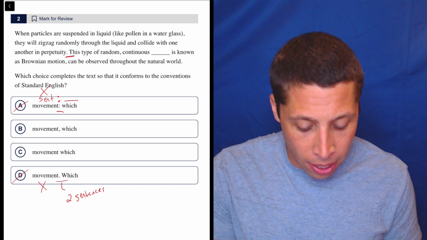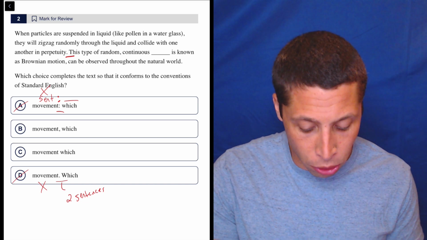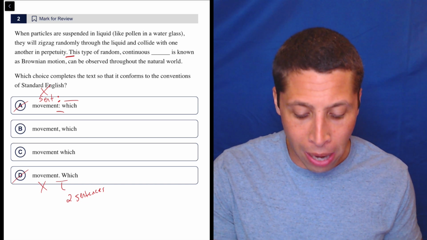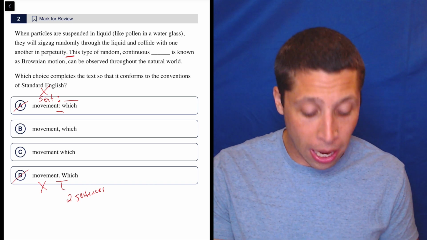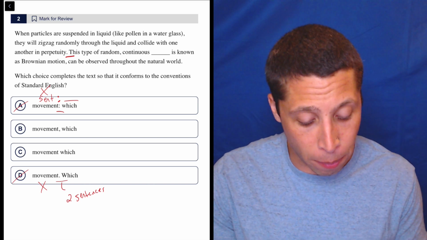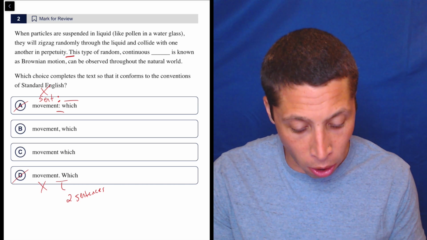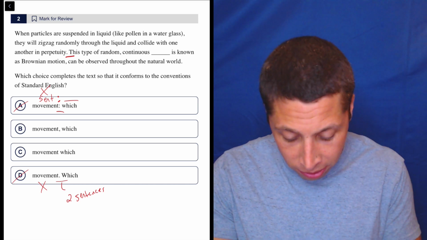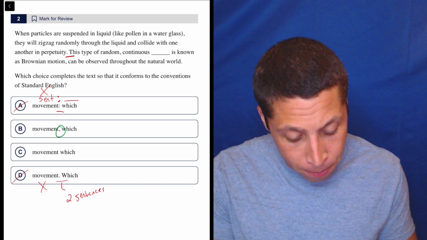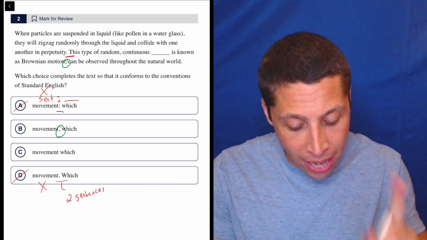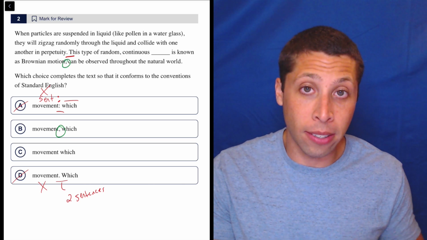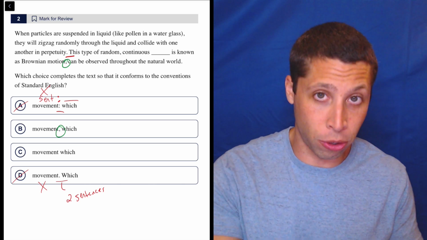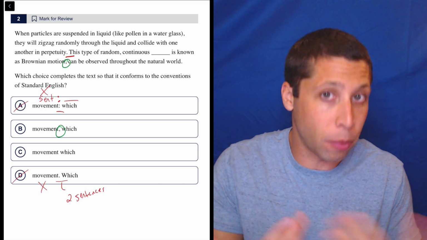Let's take a look. This type of random continuous movement, which is known as Brownian motion, can be observed throughout the natural world. So there's a bunch of commas in this sentence. We're going to talk about all of them, but the 2 that are most interesting are the ones that are in the choice, this one right here in B, and the one at the end, because that is an extra clause. So the word which is actually a word that very often is used to introduce an extra clause. So that doesn't surprise me that we've got one here.